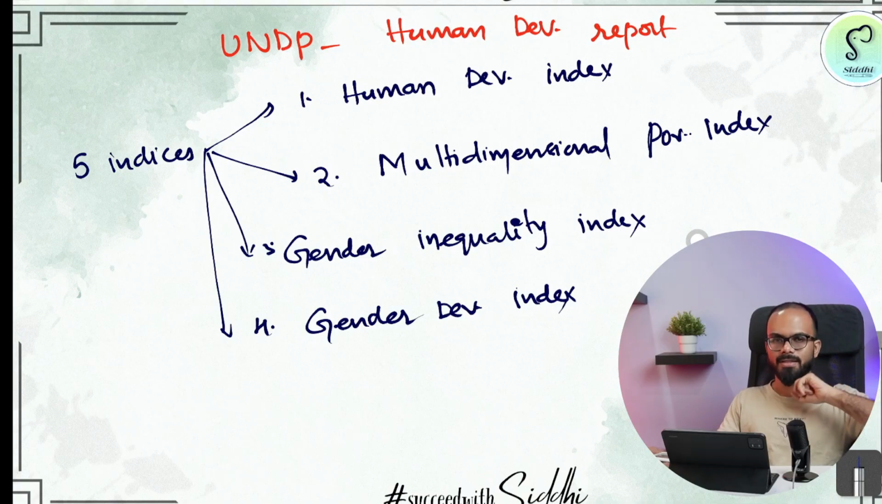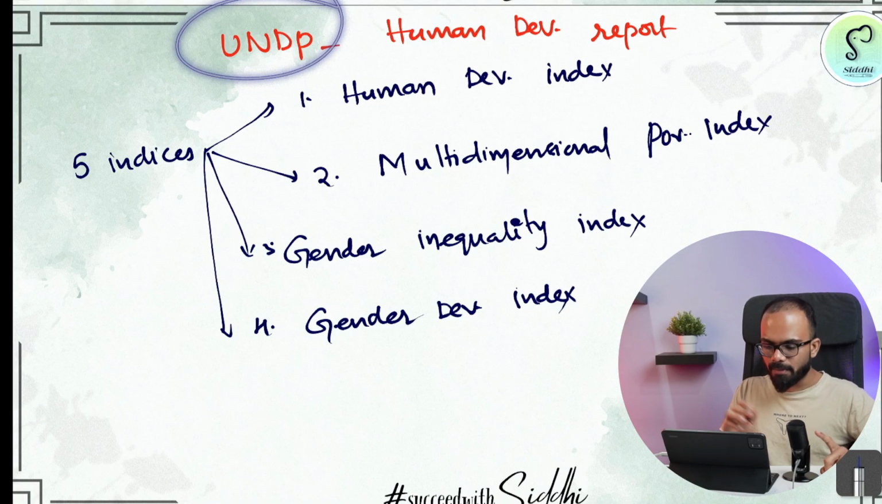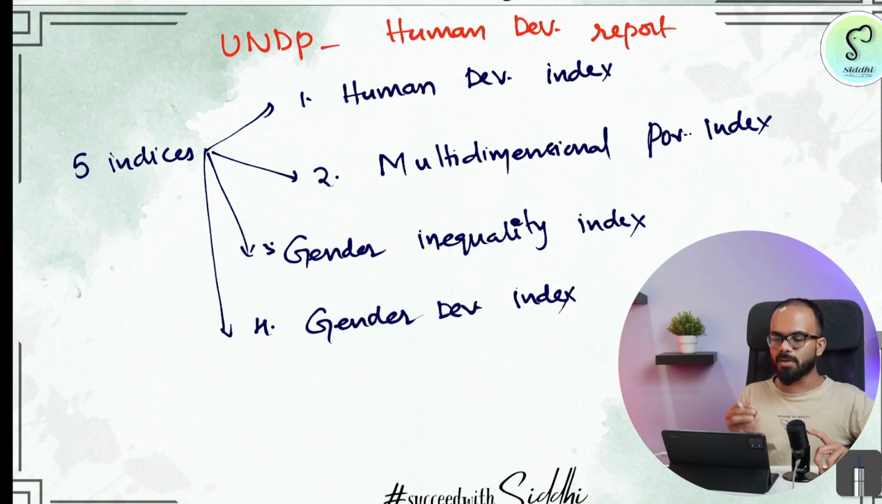This is the first index. The second index, which is released by the United Nations, is that the United Nations Development Program releases a report known as the Human Development Report.